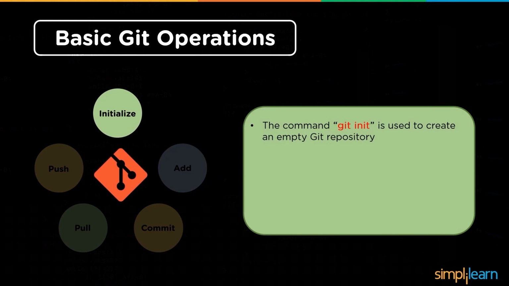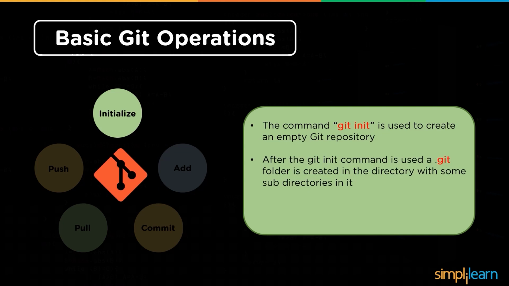It's used to create a new and empty repository. You run the git init command in a folder. For example, I have created a folder called git repo, and in that I have executed the git init command. The moment you execute git init, a .git directory will be created. This .git directory represents that you are now working in a Git repository.